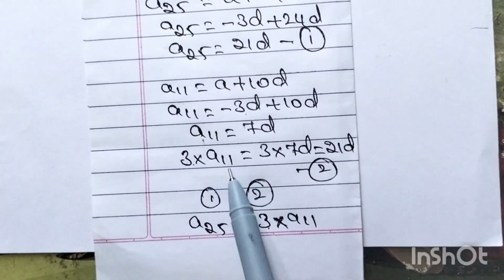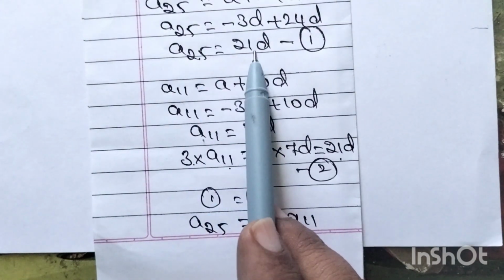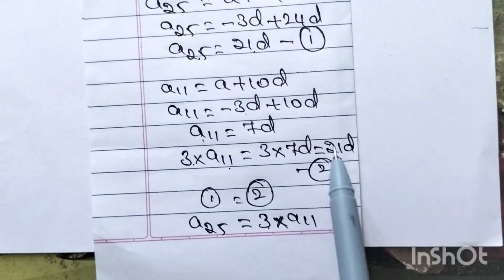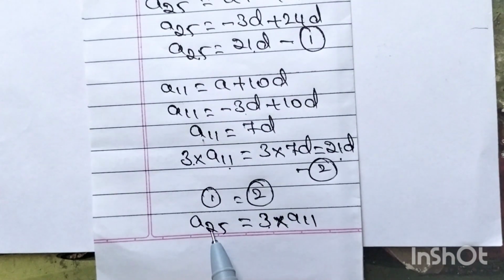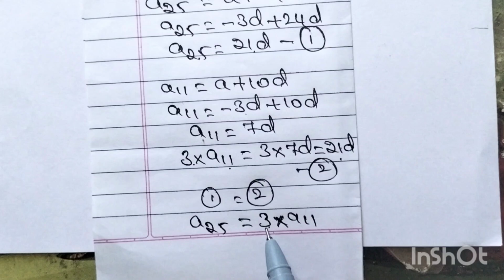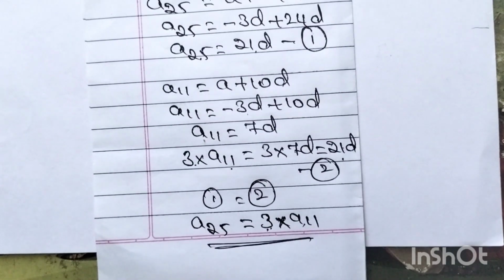What is 3 times the 11th term? 21D. What is the 25th term? 21D. So both are equal to 21D. Therefore 1 is equal to 2. Therefore the 25th term of an AP is equal to 3 times the 11th term. So like this we have to prove that the 25th term of an AP is 3 times the 11th term. So like this we have to solve the 26th question.